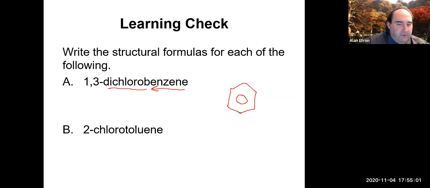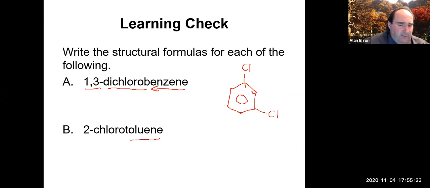Dichloro means we have two chlorine groups, and they are carbons 1 and 3. So if I just put my chlorine up here, that would be carbon 1. This would be carbon 2, and that means carbon 3 would be right about there. And that would be our 1,3-dichlorobenzene, also our meta-dichlorobenzene. Again, the 1,3 positioning happening.